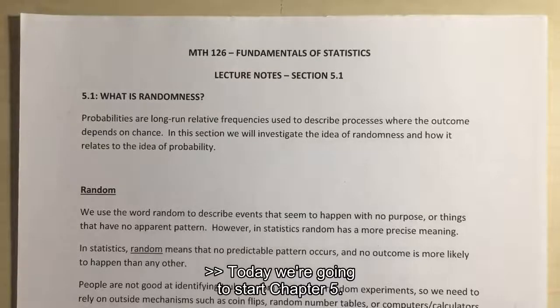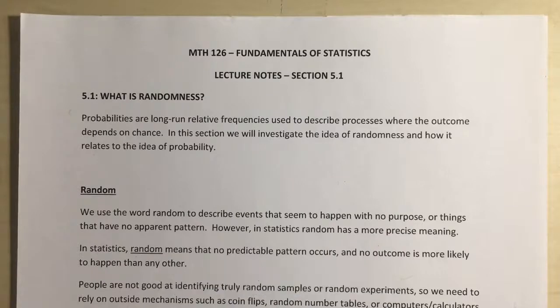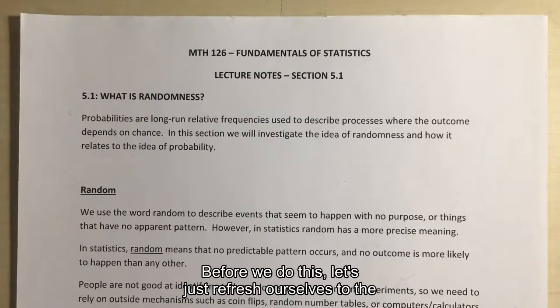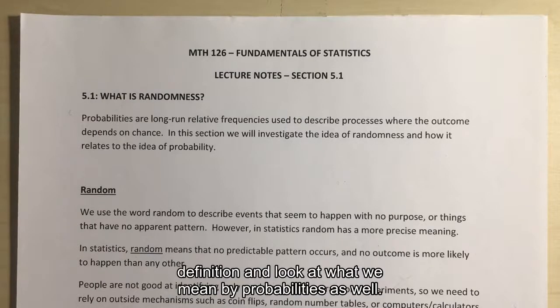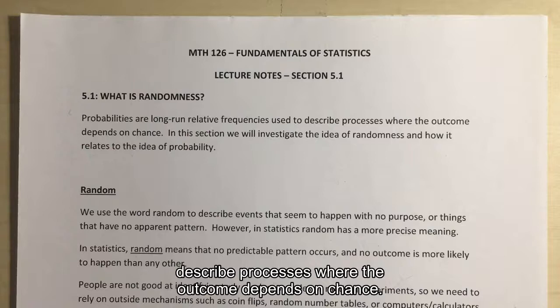So today we're going to start Chapter 5. In Section 5.1, we are addressing the idea of randomness. So before we do this, let's refresh ourselves of a definition and look at what we mean by probabilities as well. Probabilities are long-run relative frequencies used to describe processes where the outcome depends on chance.